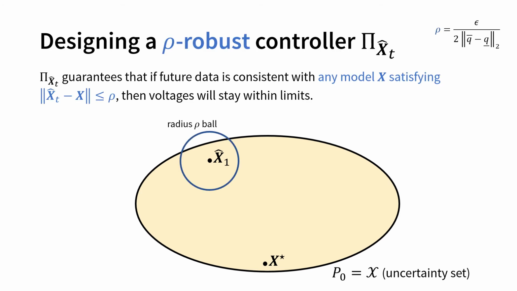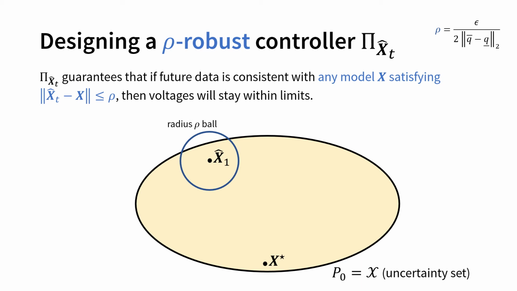In fact, we are actually able to design a controller with an even stronger guarantee called rho robustness. For each model guess, our controller guarantees that if all future data is consistent with any model within a radius rho ball around our model guess, then voltages will stay within limits. The value of rho depends on the sufficient control assumption, and this controller is based on solving a convex optimization problem, the details of which I encourage you to read in our paper. For now, let me explain why rho robustness is important.